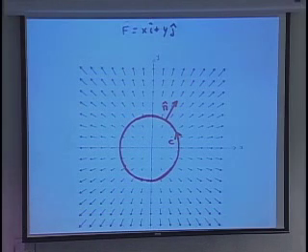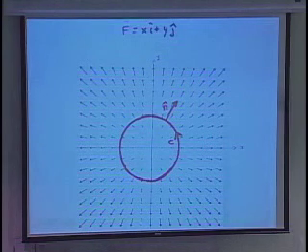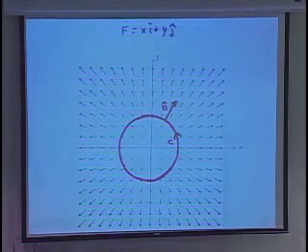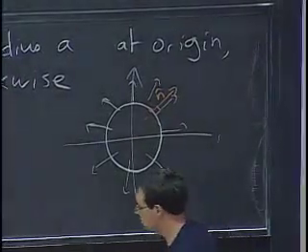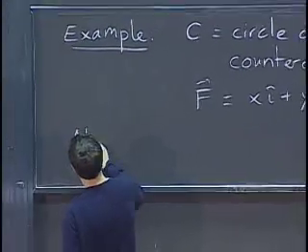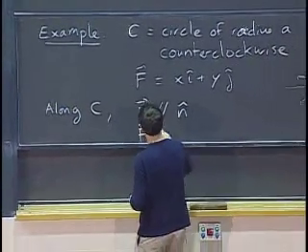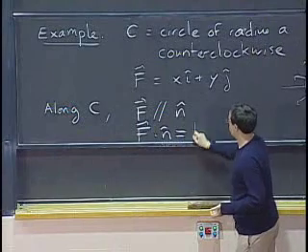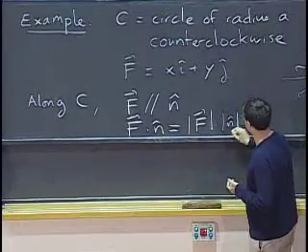So let's see what happens. If I'm anywhere on my circle, the normal vector is sticking straight out of the circle. That's a property of a circle, that the radial direction is perpendicular to the circle. Let me complete this picture a bit. If I take a point on the circle, I have my normal vector pointing straight out, so it's parallel to F. So along C, F is parallel to N. So F dot N will be equal to the magnitude of F, times the magnitude of N, but that's 1, since it's a unit normal vector.